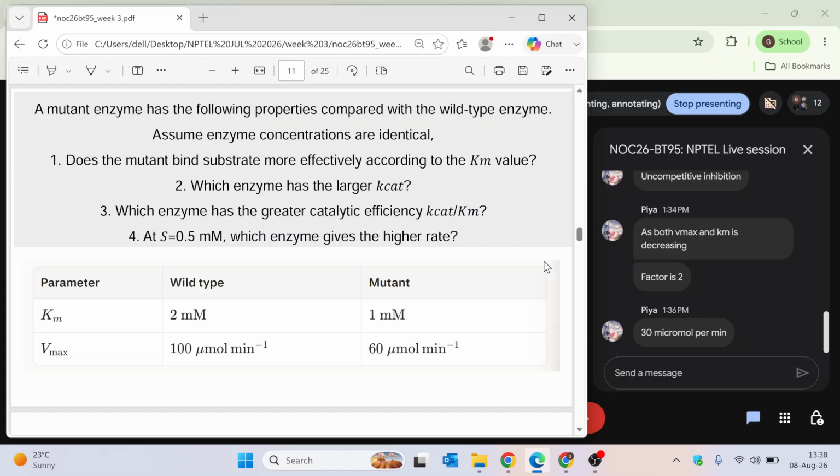A mutant enzyme has the following properties compared with a wild type enzyme. So you have a wild type enzyme and a mutant enzyme. You're going to assume that they are at identical concentrations. The Km value of the wild type enzyme is 2 millimoles, whereas for the mutant it is 1 millimole. And the Vmax of the wild type is 100 micromoles per minute, and for the mutant it is 60 micromoles per minute. You have to tell whether the mutant binds the substrate more effectively, and the clue here is based on the Km value. I think this question is pretty direct and simple.